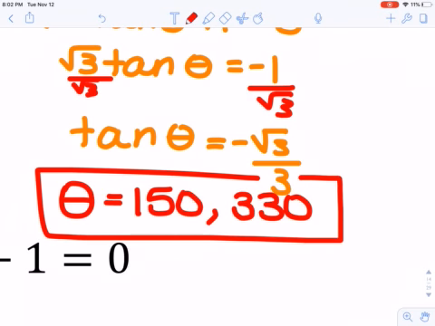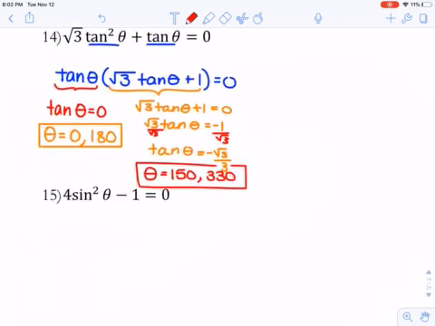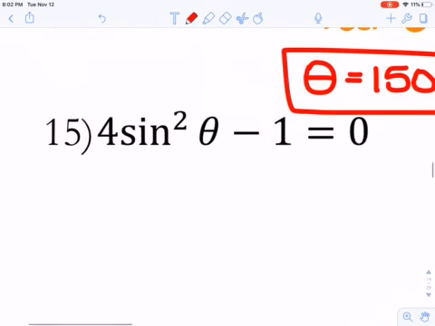All right. We should be good. Now, let's go on to the next one. For this one, I want to get sine squared by itself first. So I'm going to add over the 1 and divide over the 4. I'm going to do that all in the same step.